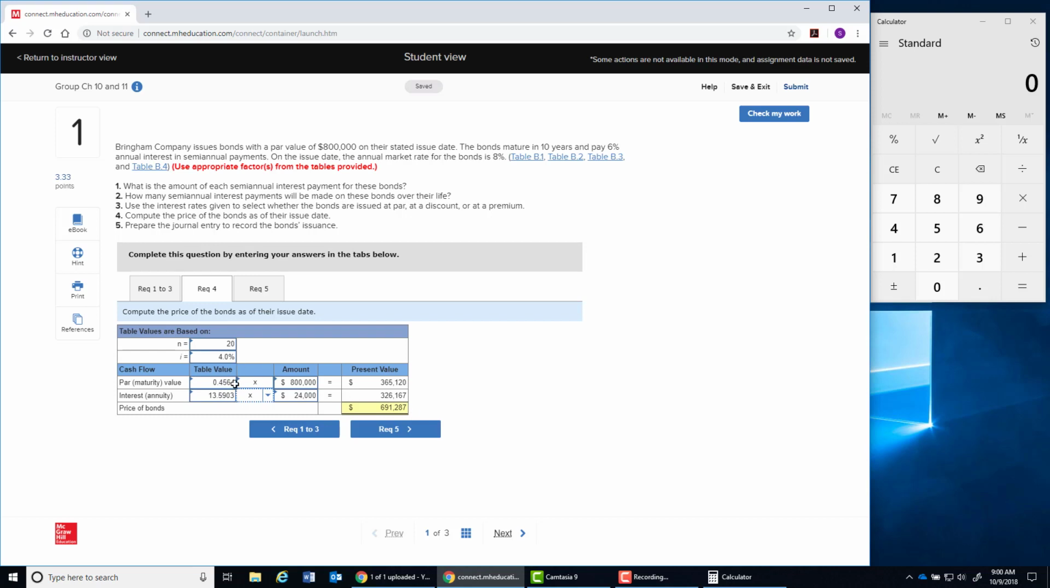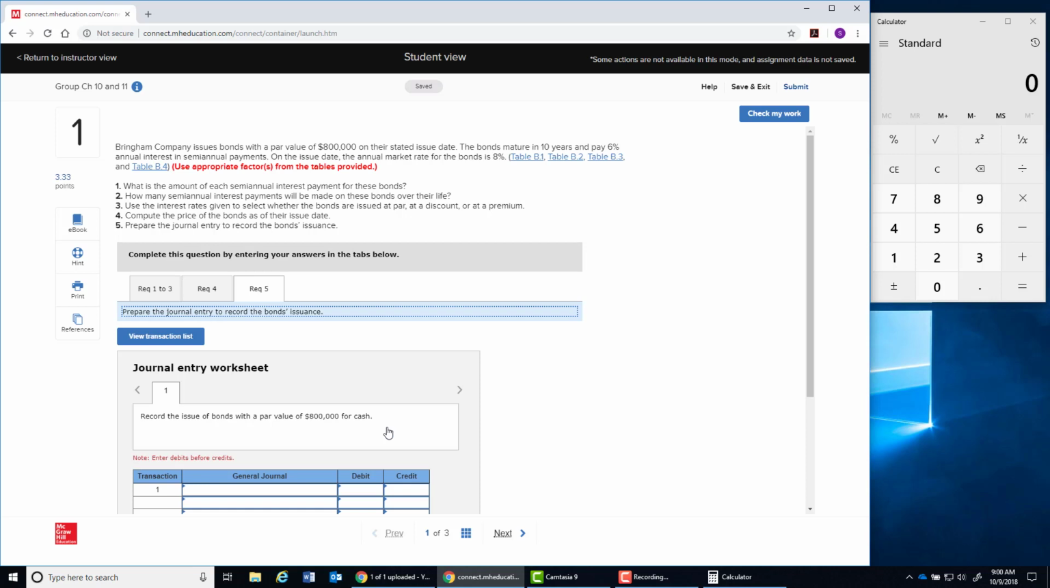The hard part's just knowing what table do I need to go to, right? To figure that one out. The lump sum is the present value of $1. The interest payments are the present value of $1 of an annuity. All right, let's go to requirement 5.